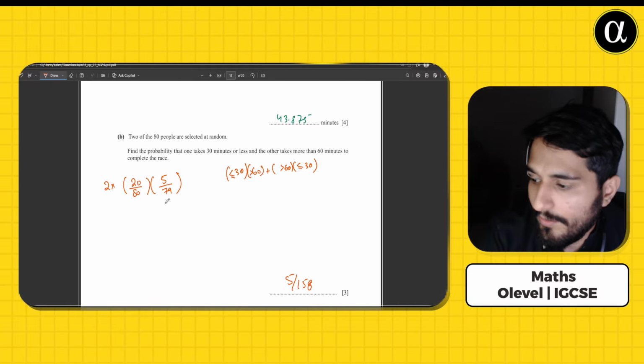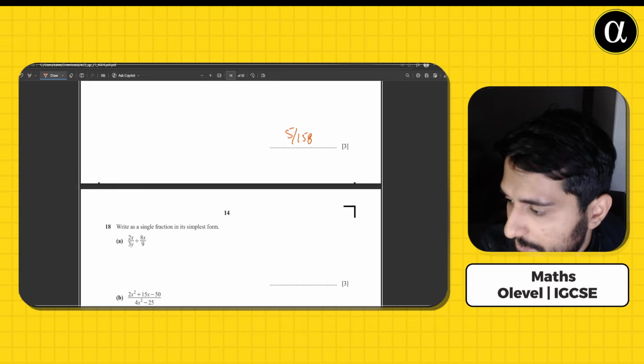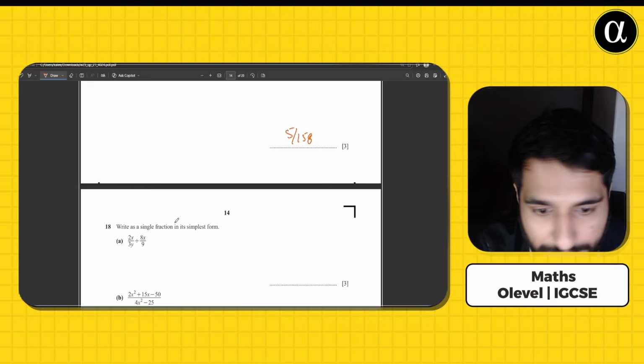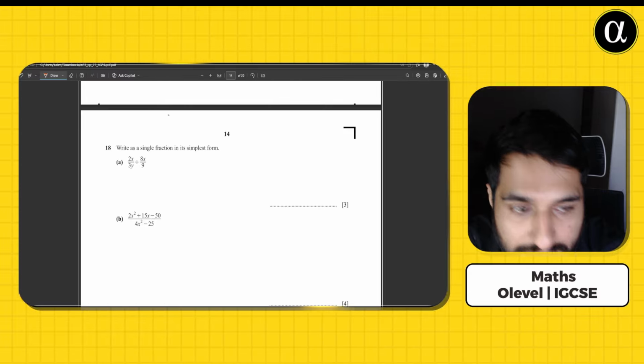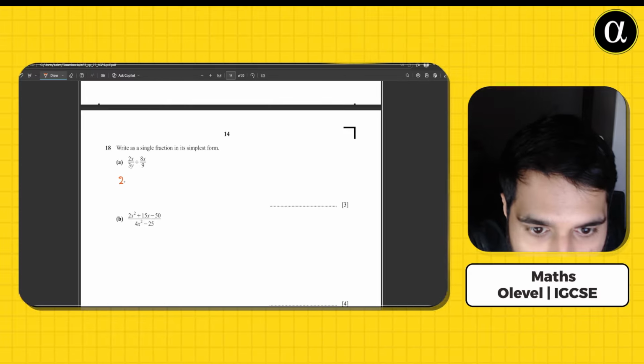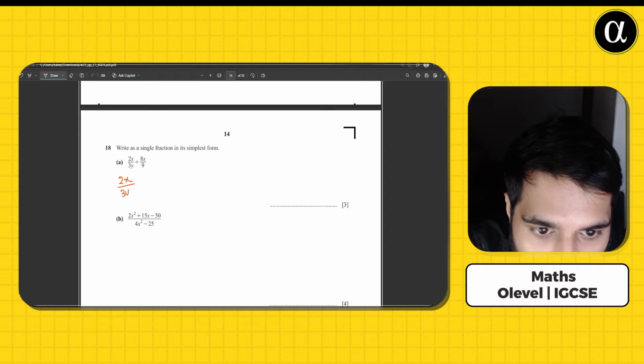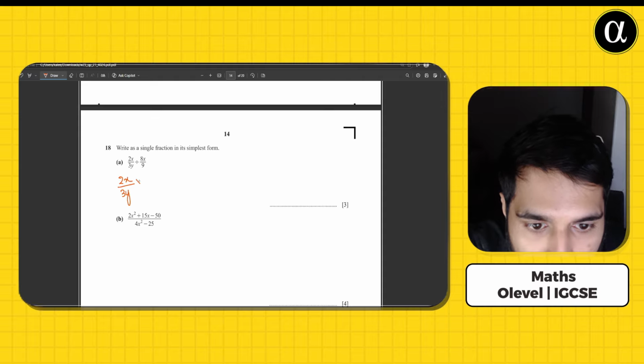Right? Now let's solve question number 18. Question number 18 seems to be very easy. It states that we need to write as a single fraction in its simplest form. This is a sign of division, so it's going to be 2x over 3y, and since it's a division, you can write this as multiplication and reciprocate, so it's going to be 9 over 8x.